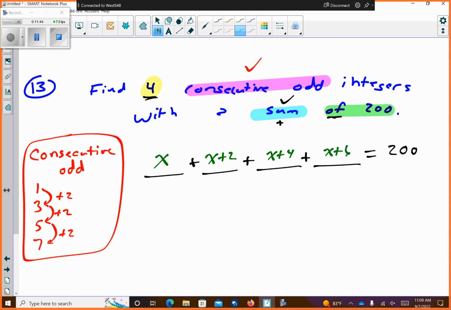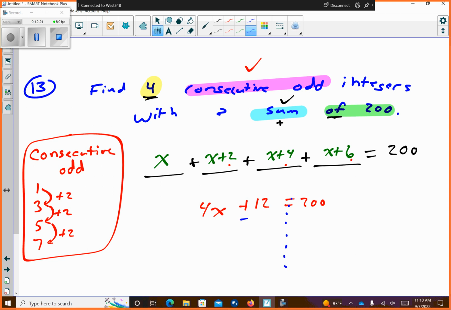Okay? And again, my friends, this is the exact same type of work you would do if they were even. So consecutive odd and consecutive even, the exact same format. Okay? How many x's does it appear I have up there? 4. So I have 4x. And then 2 plus 4 is 6. 6 plus 6 is 12. And it's equal to 200. Now we're ready to start solving this. Seem okay?